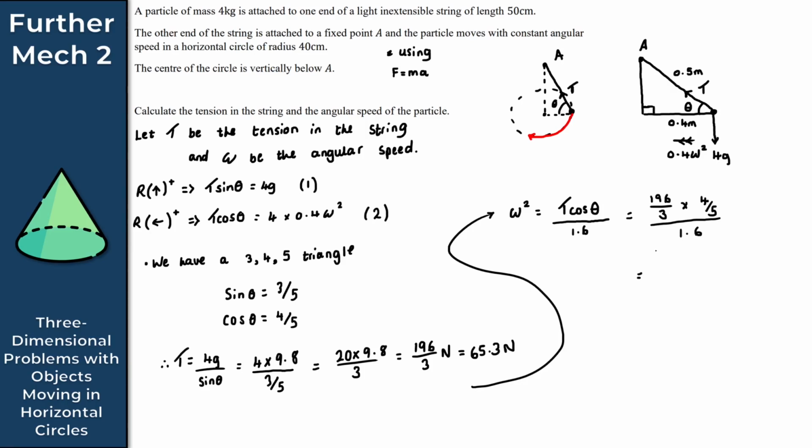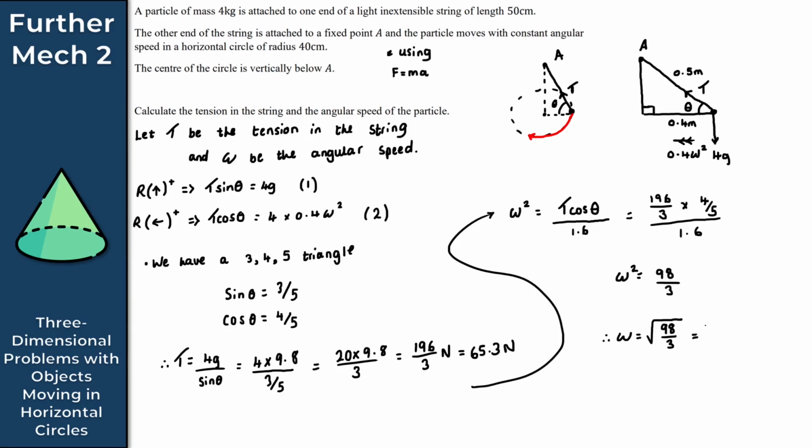Just quickly throw this into your calculator, and if you do that correctly, what you get in exact form is 98 over 3. So I get 98 over 3, and this is for omega squared. Now, we don't want omega squared, we just want the angular speed of the particle. So I need to take the square root of both sides. Therefore, omega is the square root of 98 over 3.